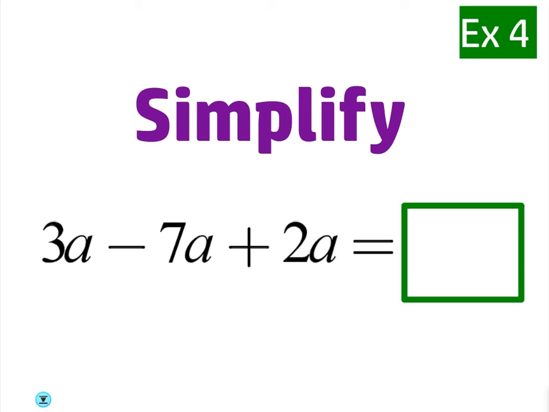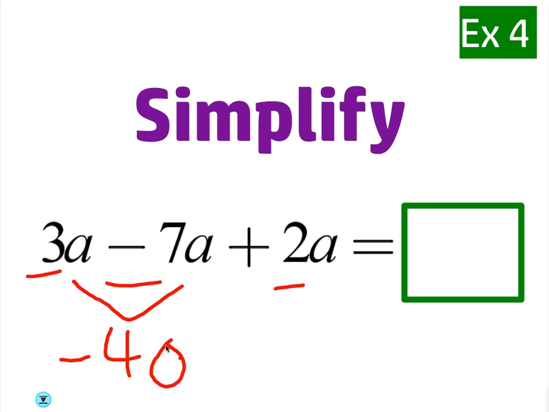All right, let's do number 4. You can combine 3 terms, no problem. First step is just to combine these. So it's 3 minus 7 plus 2. Now, if it helps you guys, you don't have to do it this way. You can do it in one step, but if it helps you to break the first one down, and then do the second one and just drop it down, that's fine too.